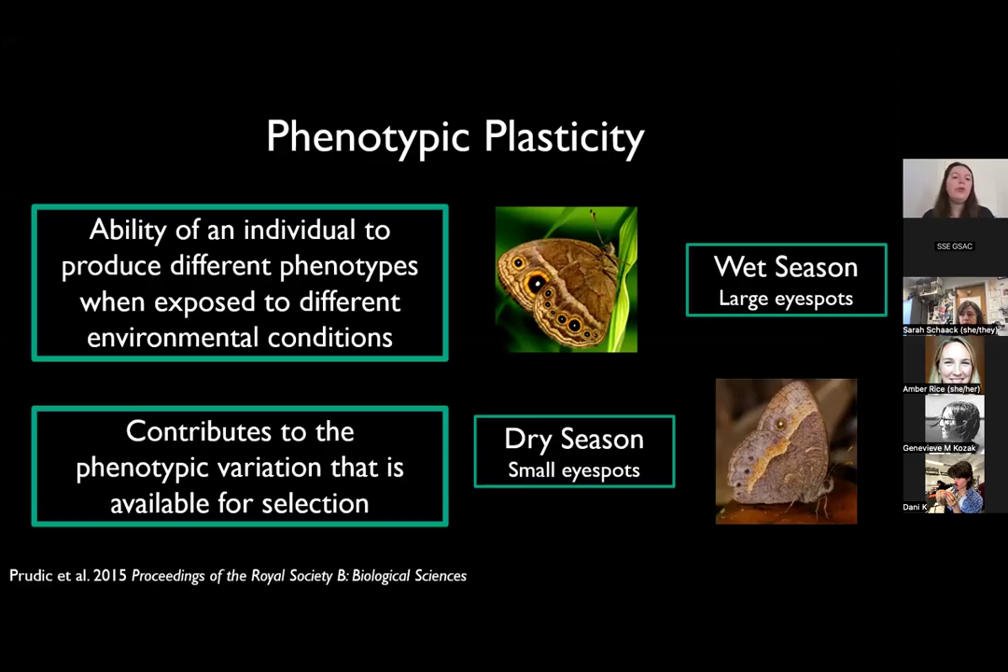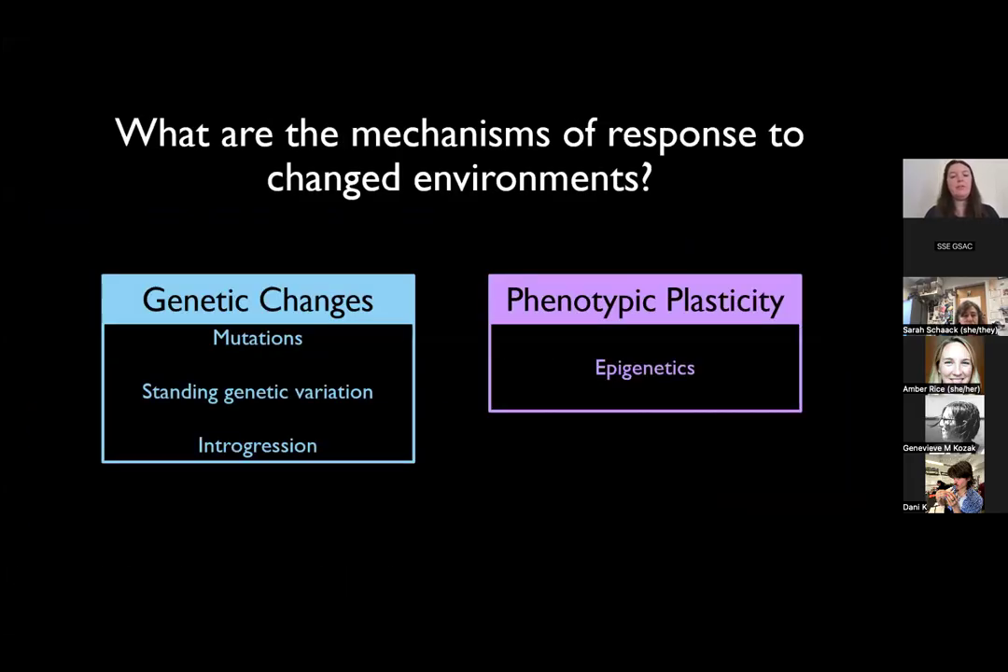What's really cool is phenotypic plasticity contributes to the phenotypic variation that's available for natural selection to act upon, and therefore it can actually facilitate, hinder, or even preclude genetic adaptation, which is really cool. So it actually works within and with genetic change. And the major molecular mechanism that drives phenotypic plasticity, and the one that I'll be spending a lot of time on today, is epigenetics.